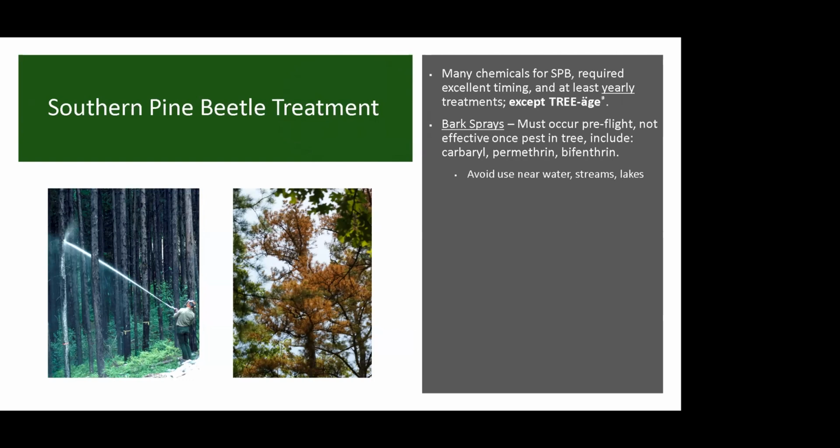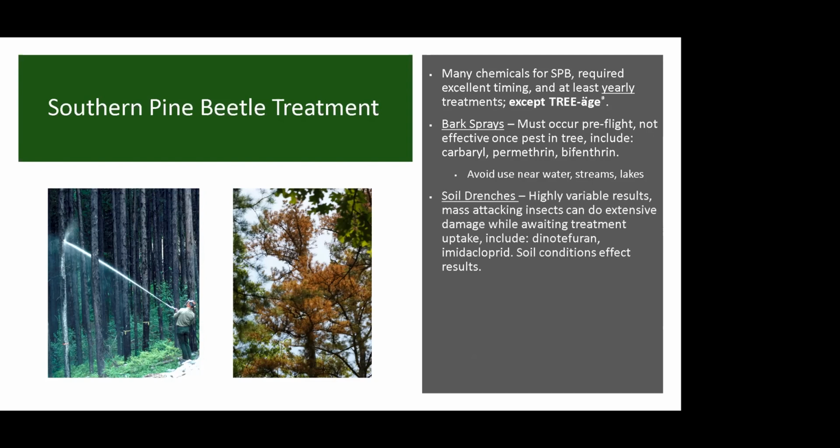They all require pretty excellent timing, except for triage, because triage can be done and protect the tree for a couple of years. So you don't necessarily have to time it exactly right, as long as you try to time it so that you're not treating the tree after it's dead, which may sound simple, but is critical at the time that you treat the tree, when a tree nearby is already showing signs and you don't want to lose this tree. On bark sprays, they've got to occur pre-flight. They're not effective once the pest is in the tree, and they're typically permethrins, bifenthrins, etc. You still have to avoid water streams and lakes.